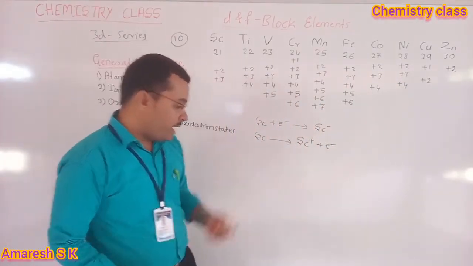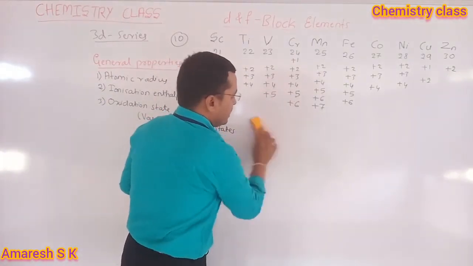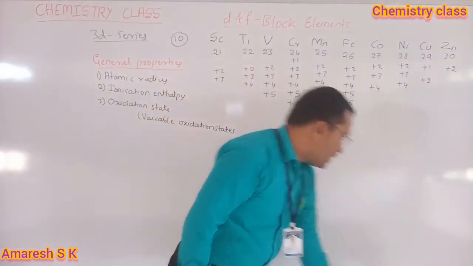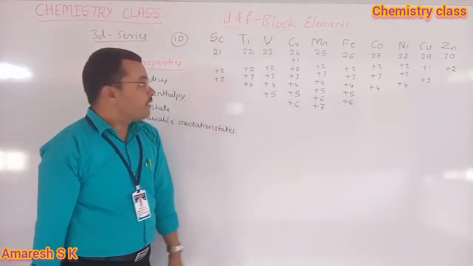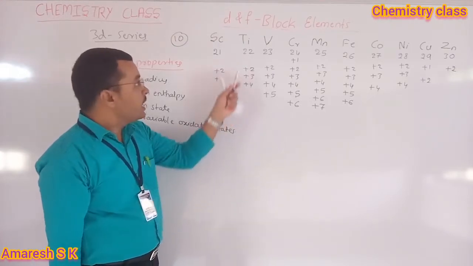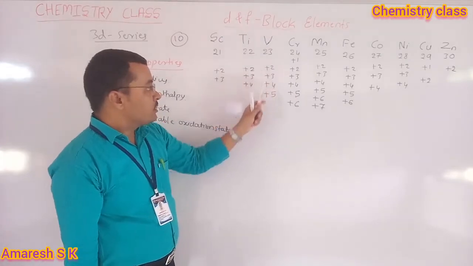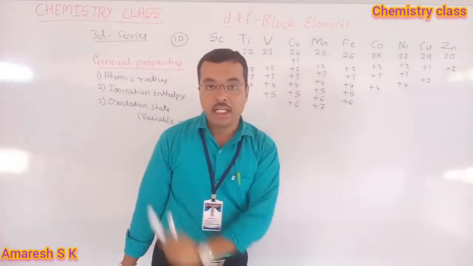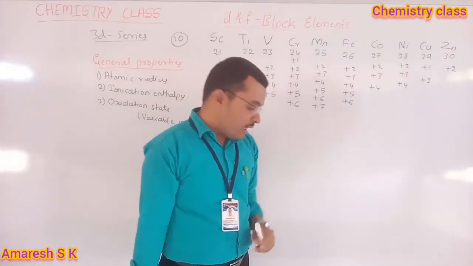These are the variable oxidation states which we can find in the different metals of the 3D series elements. Scandium will show +2 and +3 oxidation states. Titanium will show +2 to +4. Vanadium will show +2 to +5. Chromium +2 to +6. Like this, these are the different oxidation states observed in the 3D series of elements.